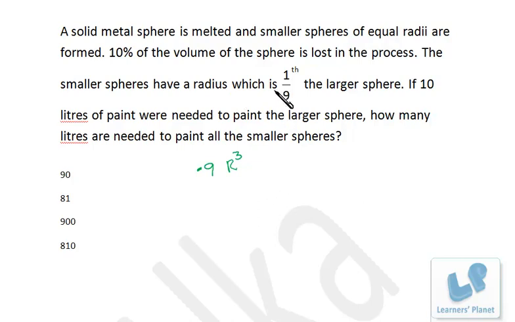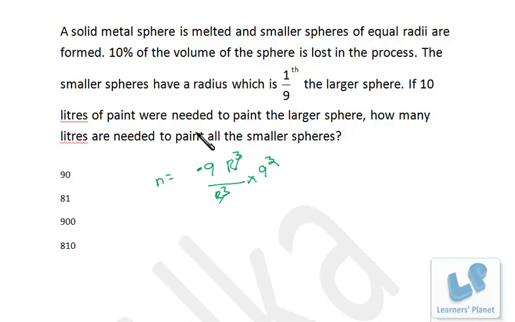Now, what is the radius of the smaller sphere? That is R by 9. Here it is R, and now it is R by 9. So R cube by 9 cube is to be taken into consideration. 4/3 pi is a constant, so in the numerator and in the denominator it will be cancelled. So the total number of small spheres is 0.9 into 9 cube. This is the number of small spheres.